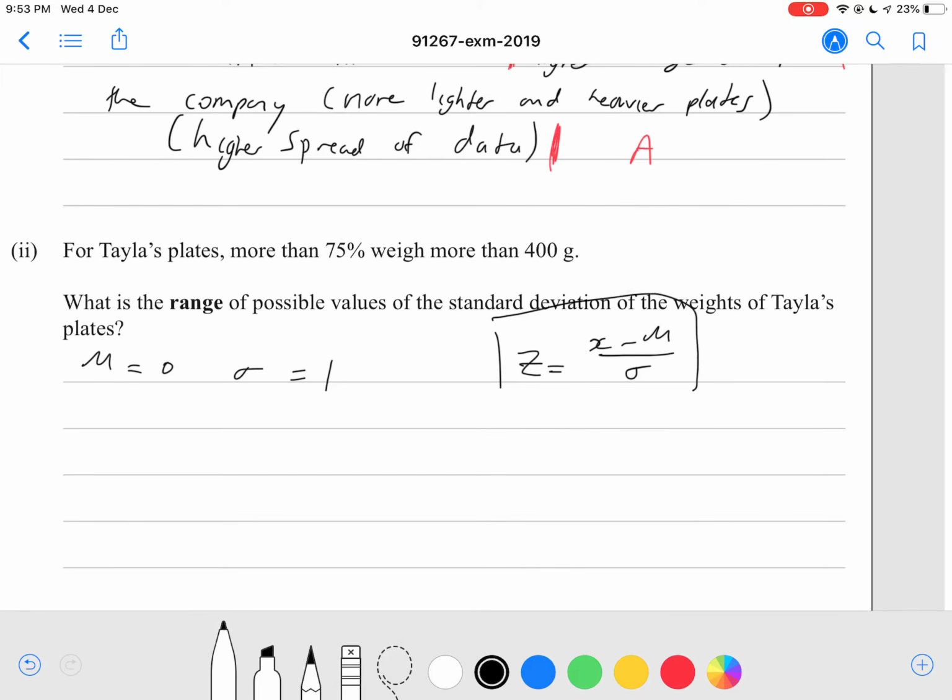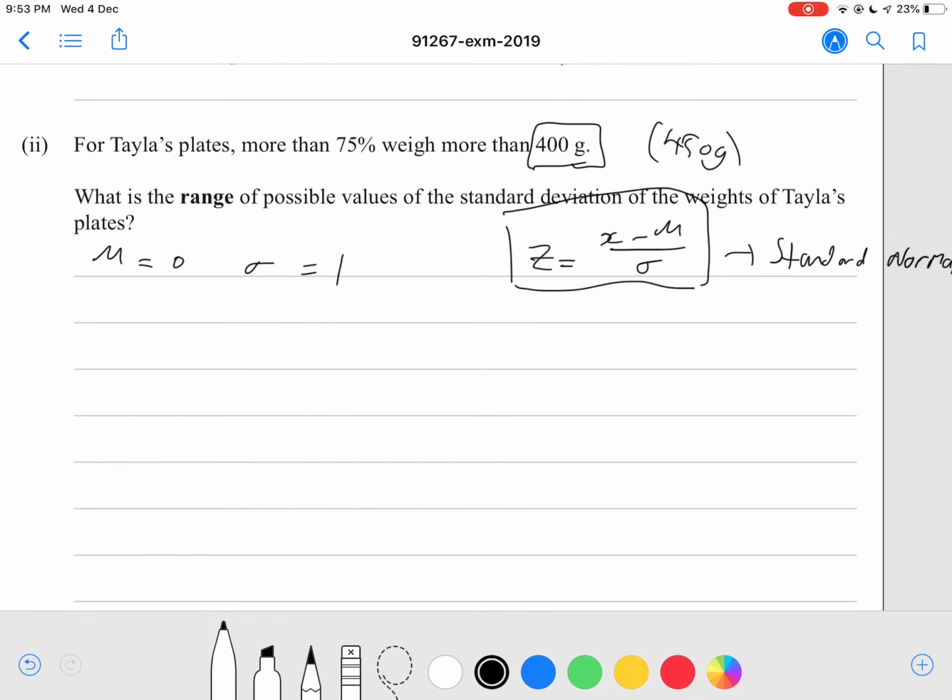So our z equals x minus our mean over our standard deviation. The reason we want to use this formula is because it requires a mean of 0 and a standard deviation of 1. So this is a standard normal. Once we have our z value, we can plug in. Our x value will correspond to this weight here, 400 grams. Our mean we know is 450 grams. Therefore, we can use this to find our range of standard deviations.